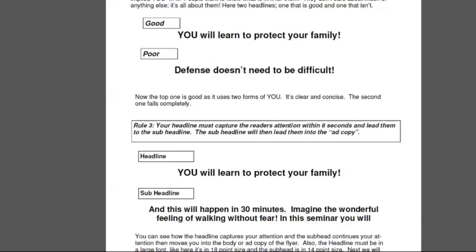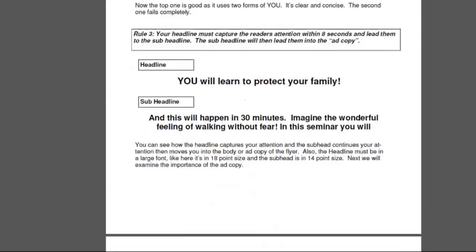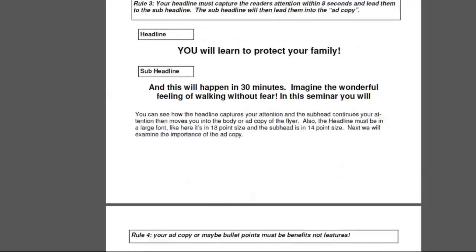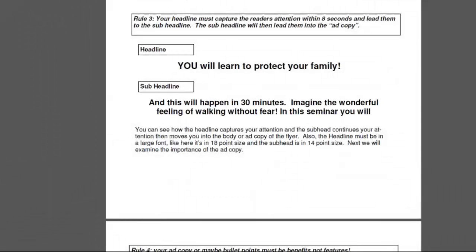All right. Now we've got an action graphic and we've got a good headline. The next one is subheads. Now the same thing is true. You want to have an implied U if you can in a subhead, okay? And in this one: "You will learn to protect your family, and this will happen in 30 minutes." Again, it's a benefit-driven type of subhead. "Imagine the wonderful feeling of walking without fear. In the seminar, you will..." Okay, it's got a U, it's got a feel to it. You're going to get something emotional out of it, and that's what a good subhead drives.